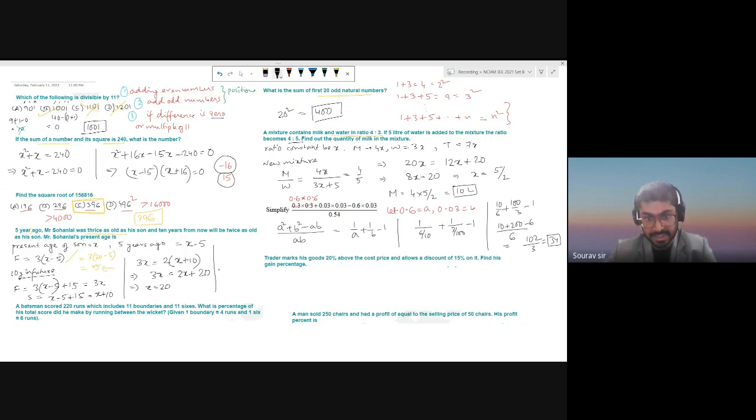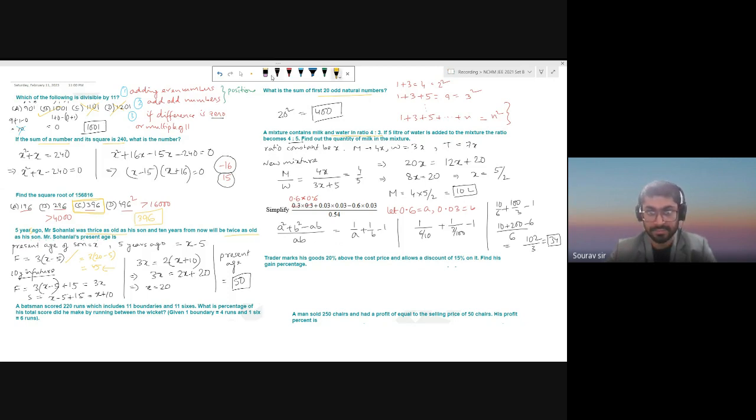So what's his present age? 50. That is the answer. So you can just check by putting values. 5 years ago he would be 45 and his son would be 15, thrice. 10 years later he'll be 60 and his son will be 30, twice, right? So that's how we verify age problems.